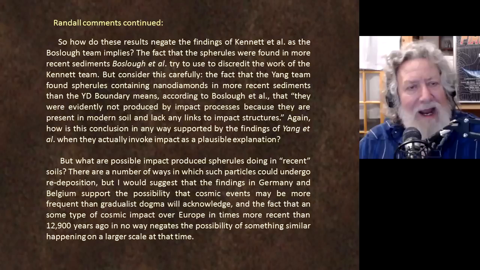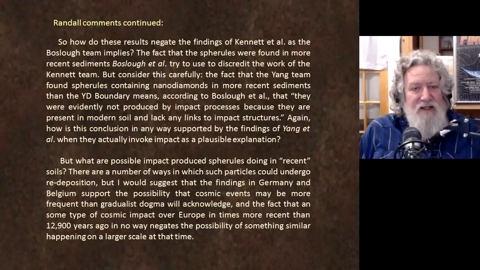So then I asked the question, what are these impact-produced spherules doing in recent soils? And I would suggest that the findings, and these were from samples taken in Germany and Belgium, okay, the other way of interpreting it is that if there are other horizons with what are clearly identified as impact proxies, that does not disprove that you had an impact at the Younger Dryas boundary, but simply provides evidence that maybe impact events are far more frequent than have been previously recognized.